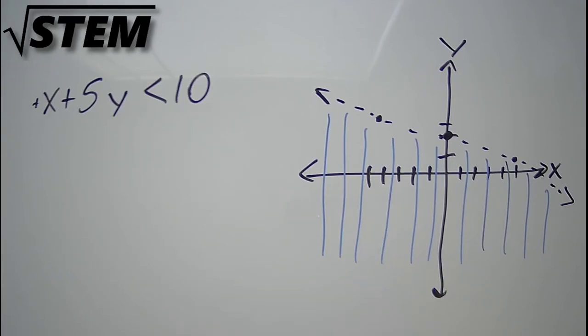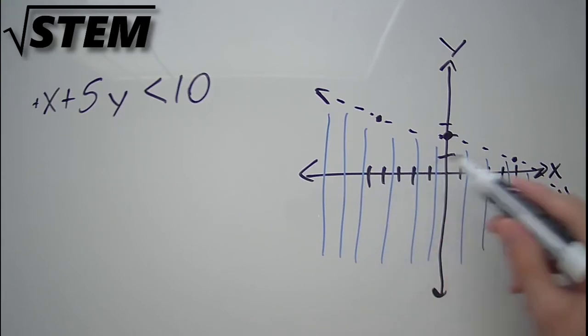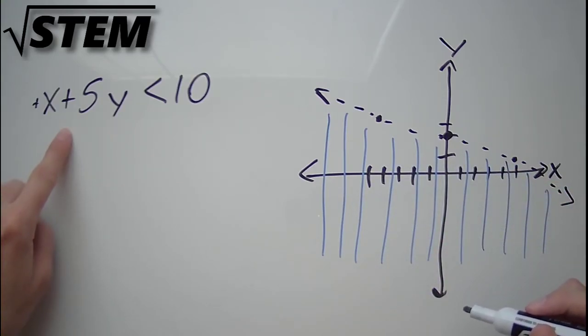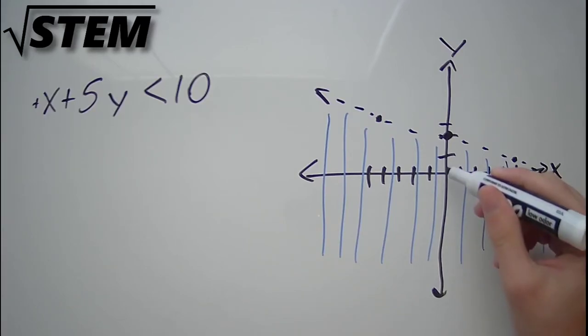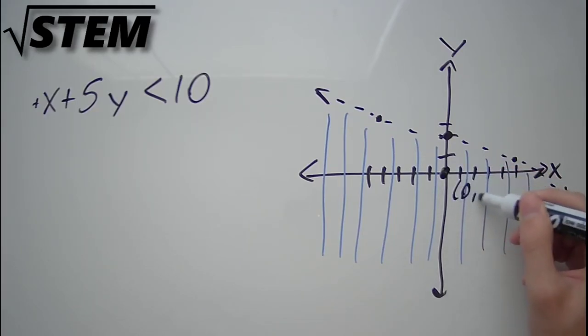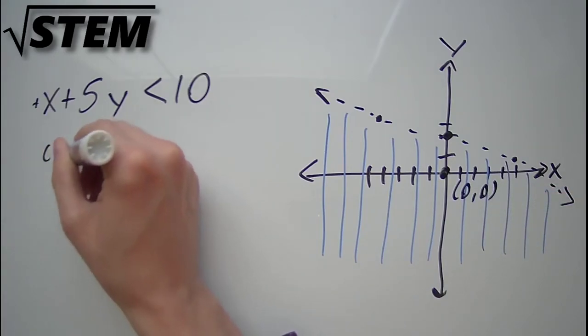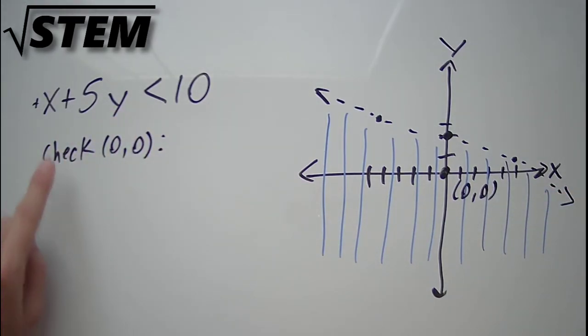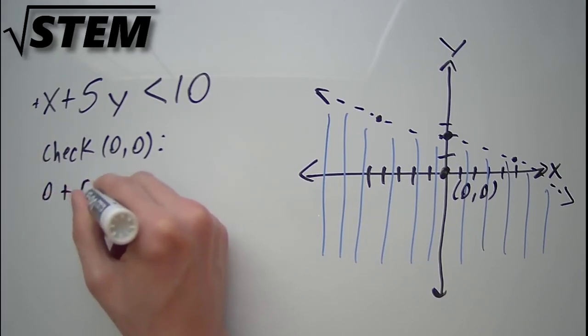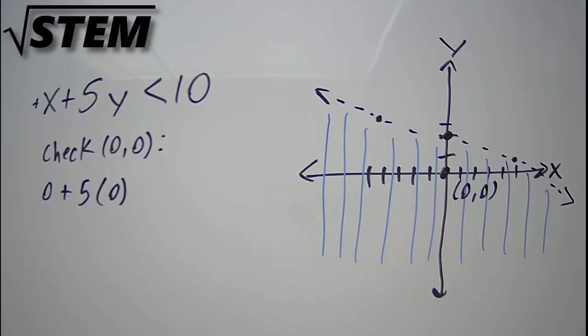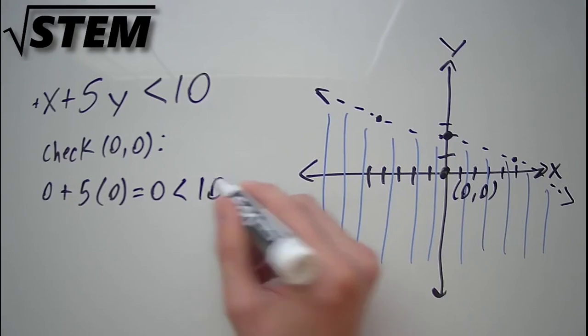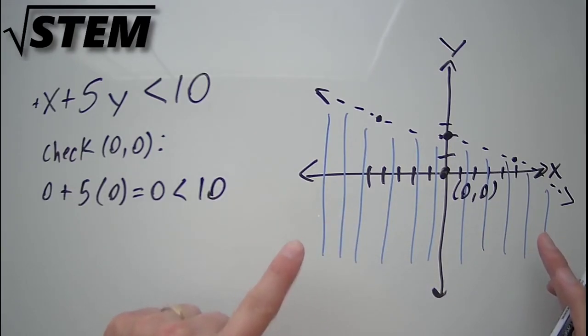And just like last time, we can check this to make sure that we did it right. Let's pick a point on the shaded in portion of the plane to see if it makes this inequality true. And we'll pick the easy point again, at the origin, 0, 0. So if we plug in 0, 0, x would equal 0, plus 5 times 0, and of course 0 plus 0 is just 0, and that is certainly less than 10, which means we did this one right too.